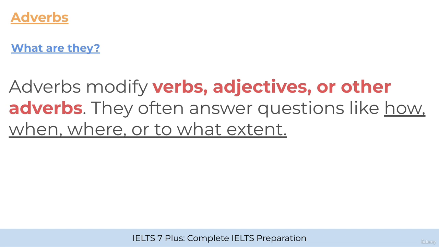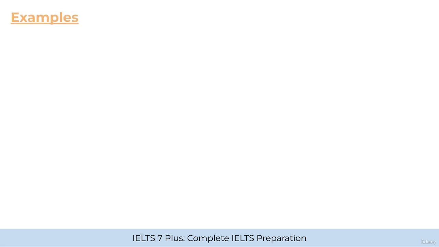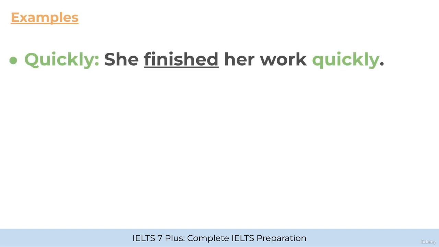And you'll discover that when you're asking questions like how, when, where, or to what extent, that is when your adverbs come in. That's their purpose in a sentence. They answer these questions. Okay, a few examples. Quickly. She finished her work quickly. So how did she finish her work? Well, we have the answer here with the adverb quickly.